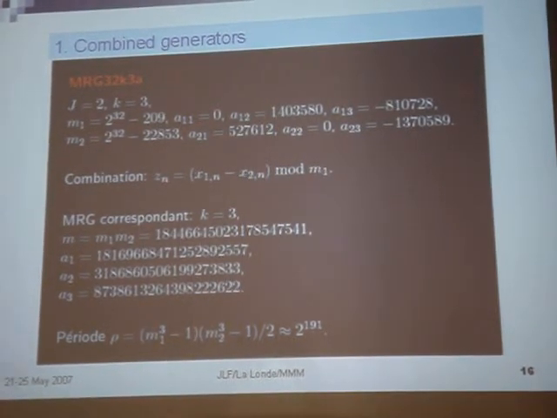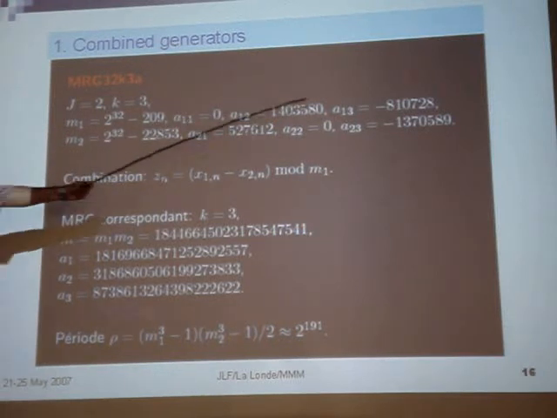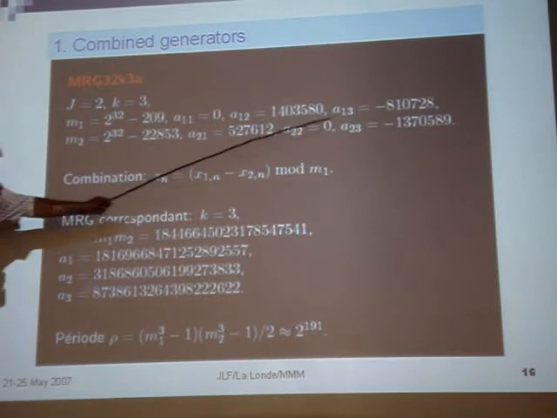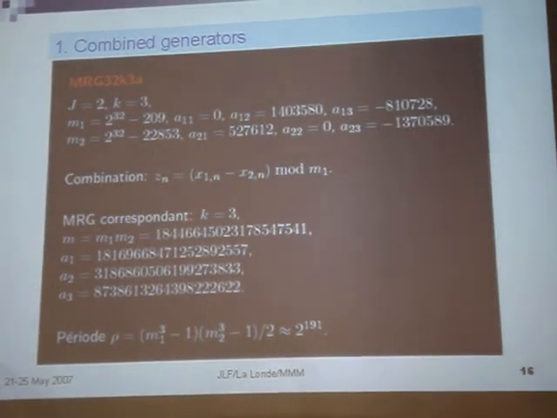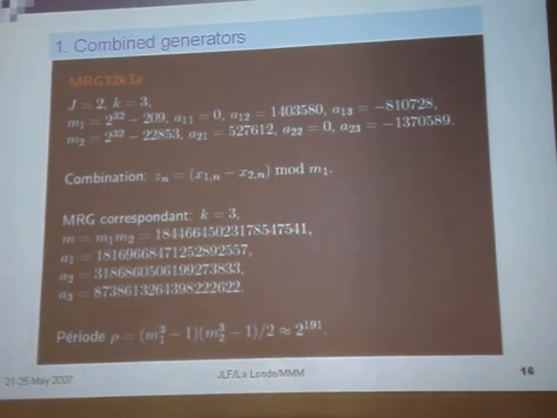MRG32K3A is combining two MRGs, each having 3 elements in the vector space, so m1 and m2. For the first generator, a11, a12, and a13. For the second, these are the coefficients of the elements of the space. You take the difference, you divide by m1, and you take the rest. And this is equivalent to a large generator with period 2 to the power 191. That means 10 to the power, if you take the log, 57.